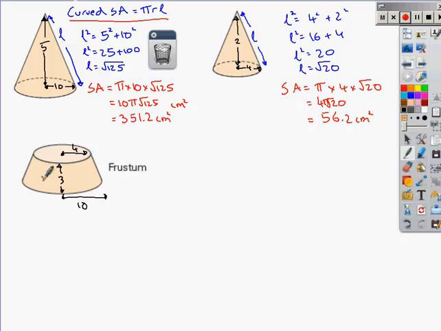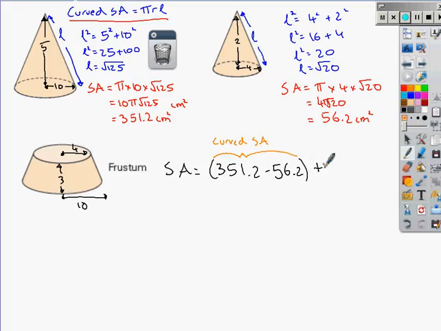Okay, so let's think about then the surface area of our frustum. So the surface area is the curved part, which we can find by finding out the whole curved surface area of our first one minus the curved surface area of the second one. So when we do that, we get 351.2, that was the larger surface area, minus 56.2. Okay, so that's the curved part. If we want to just annotate that to make sure we understand what that is, that's the curved surface area.